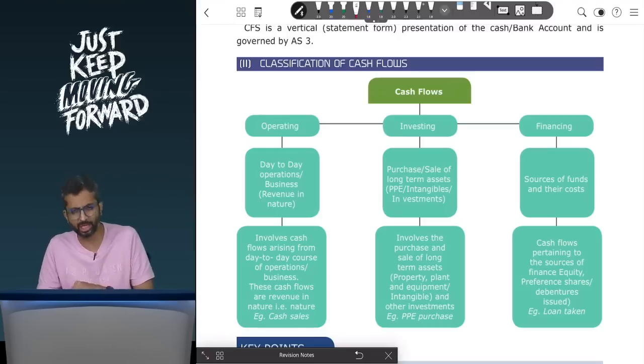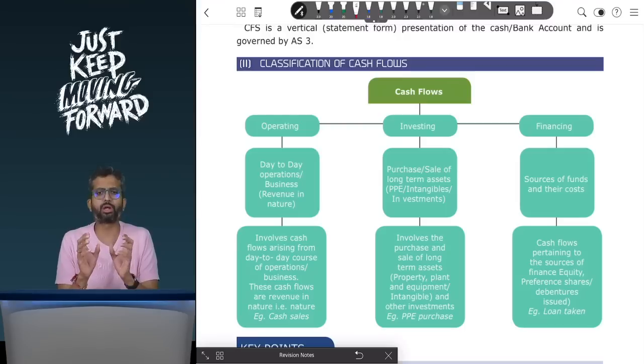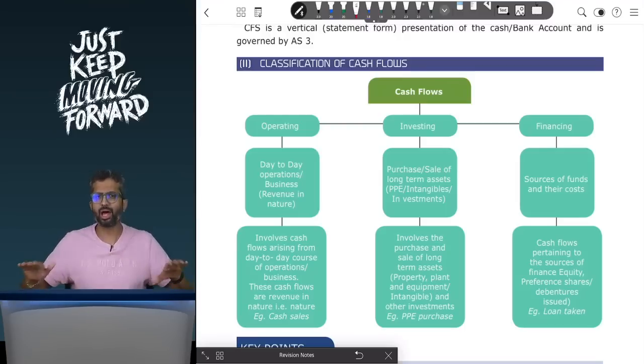The cash flow statement should tally. Sir, but what do you mean by cash equivalents? Well, cash equivalents are short-term, highly liquid, marketable instruments, where the values are largely stable.